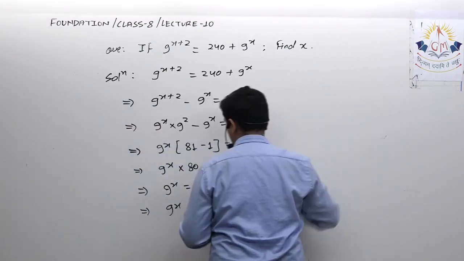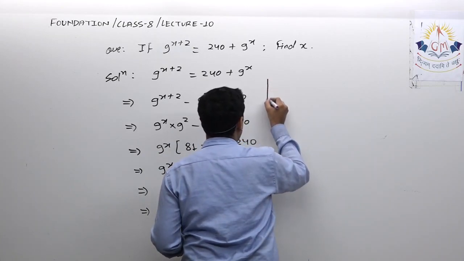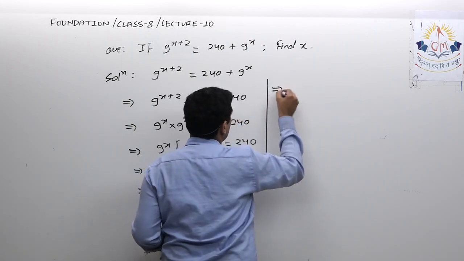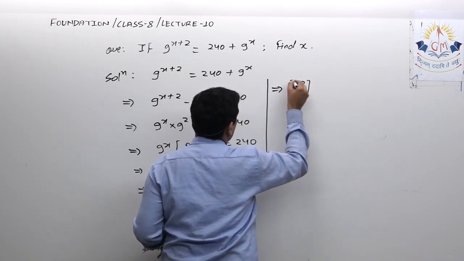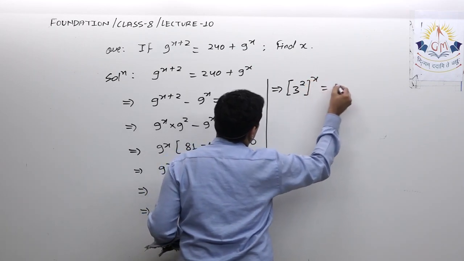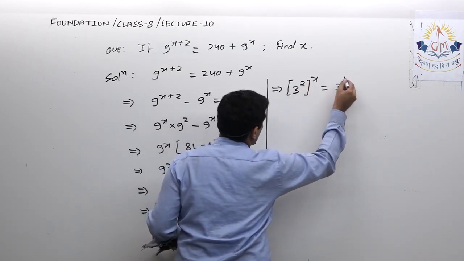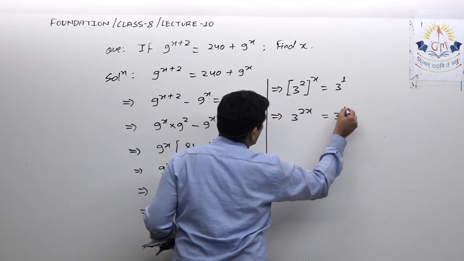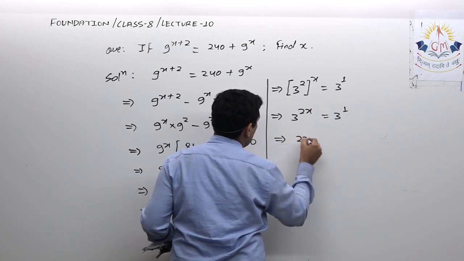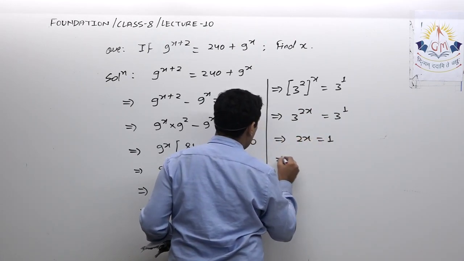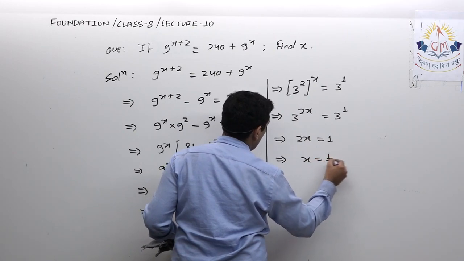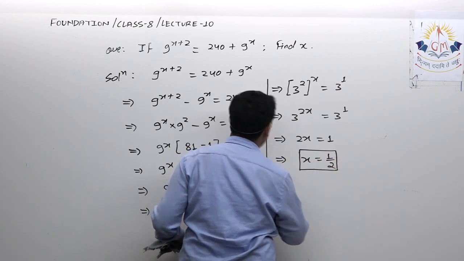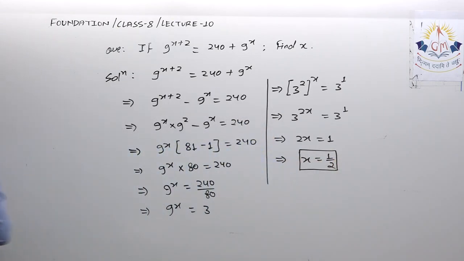So on the left hand side the base is 9, on the right hand side the base is 3. So here I can write 9 in the form of 3 square, raised to x is equal to 3. That is, I can say 3 raised to 1 actually. So 3 raised to 2x is equal to 3 raised to 1, that is 2x is equal to 1, and hence x is equal to 1 upon 2. So this is my final answer. Please note it down, then we'll see the next question.